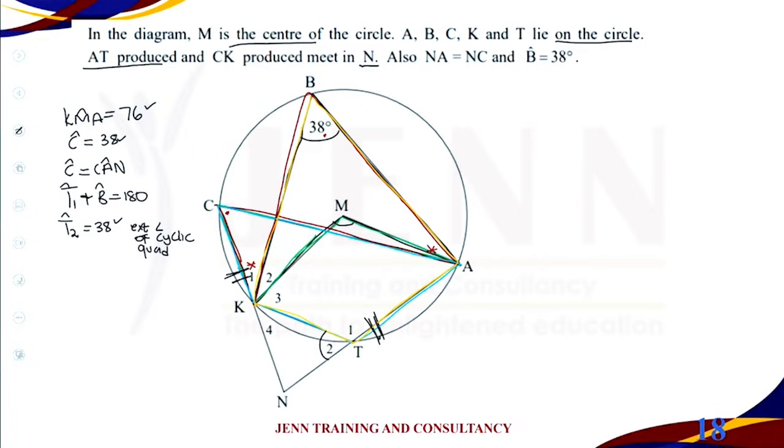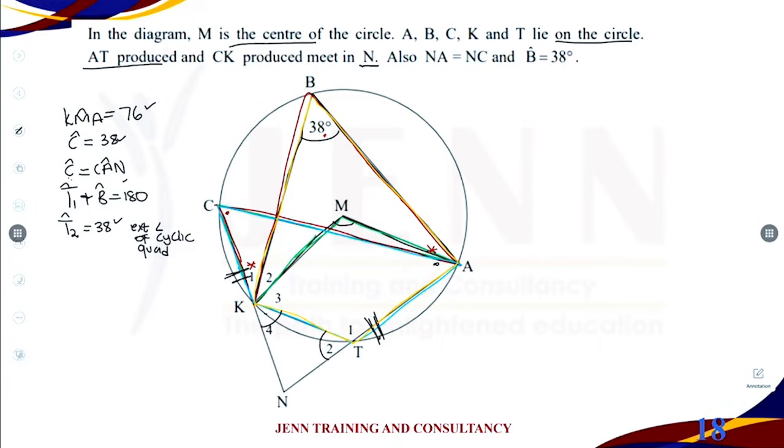However, what you can also use is the cyclic quadrilateral KCAT. When you use the cyclic quad KCAT, it simply means angle K4 is an exterior angle, and this exterior angle is equal to the interior opposite angle. So that simply means, I believe somewhere I mentioned the size of angle CAN, which is equal to angle C.